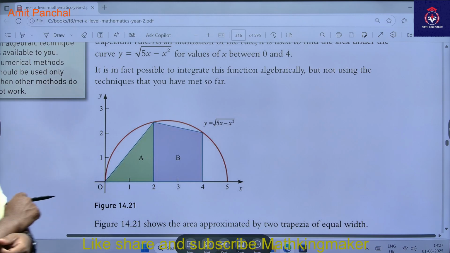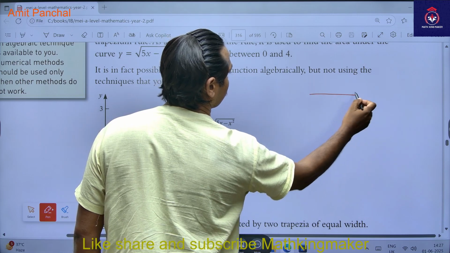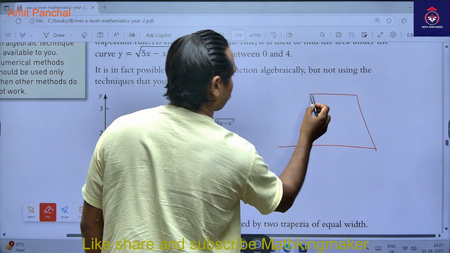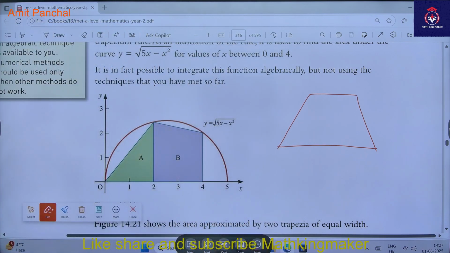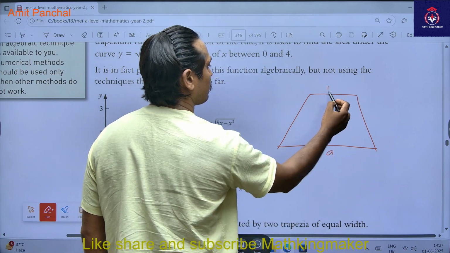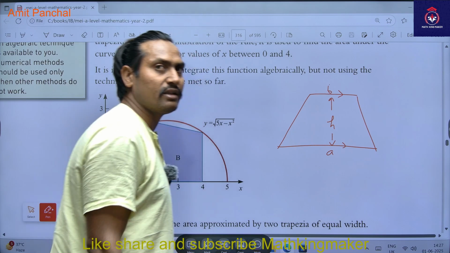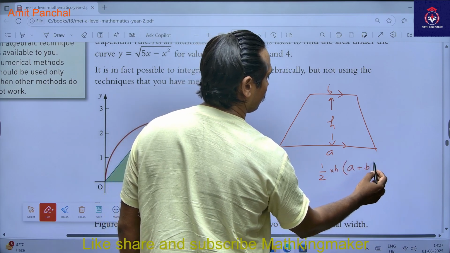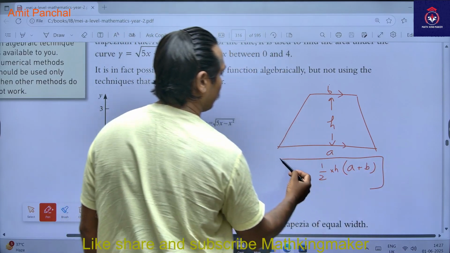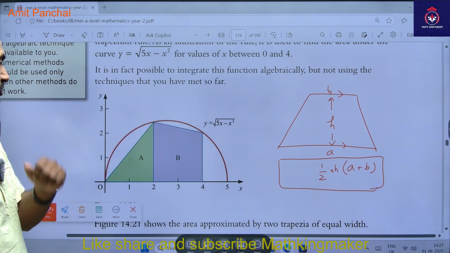So you know the area of a trapezium? Yes, sir. Okay. So if you have a trapezium, let us say this is our trapezium and this is side A, this is side B. These are two parallel sides and the height of this trapezium, meaning the distance between these parallel sides, is h. So the area will be half h into A plus B. That is the rule to find the area of the trapezium. So this trapezium rule will be followed here in numerical integration.